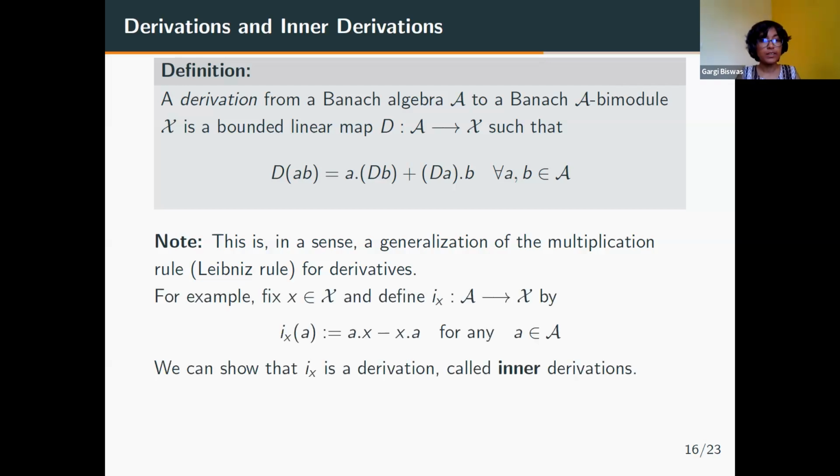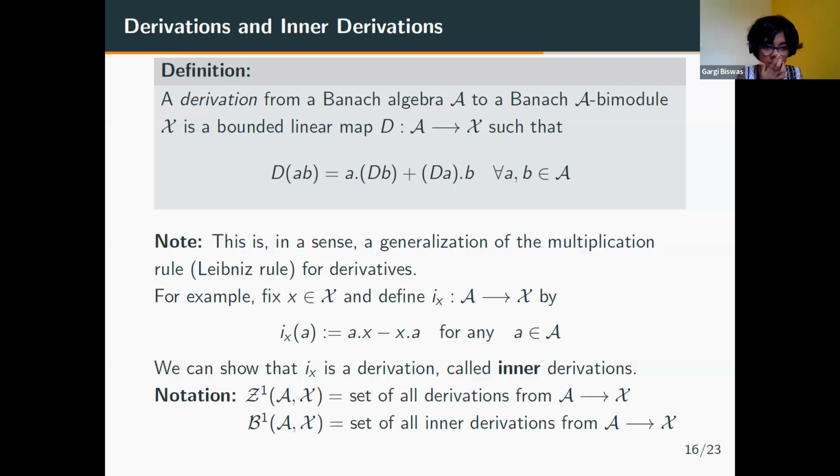For example, fix some x in X and consider the map I_x from A to X by I_x(a) = a·x − x·a. We can show that I_x is a derivation, which means I_x(ab) = a·I_x(b) + I_x(a)·b. All such derivations are called inner. Okay, then here are a few notations. The set of all derivations from A to X will be denoted by Z1(A,X), and the set of all inner derivations from A to X will be denoted by B1(A,X).